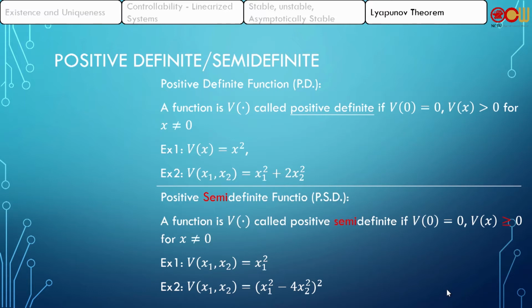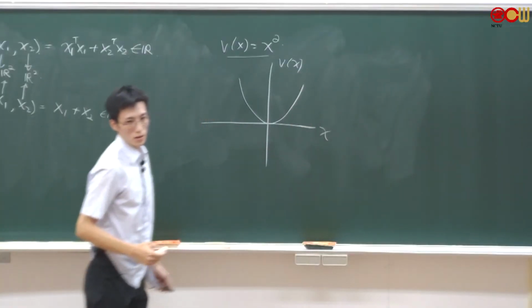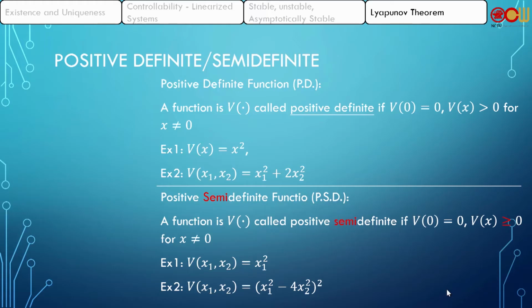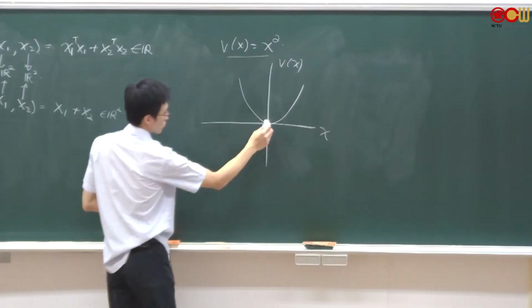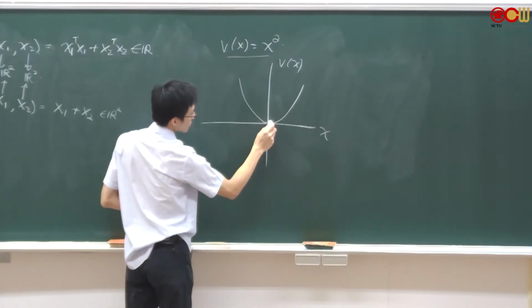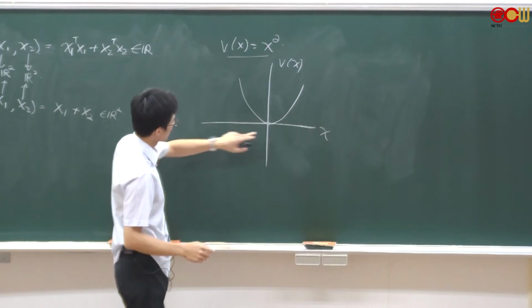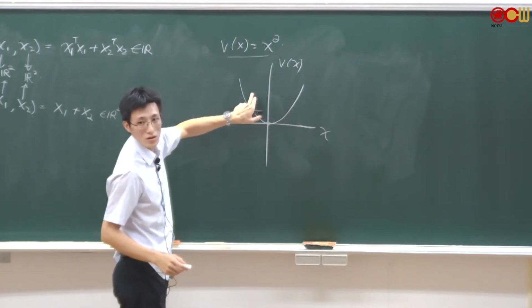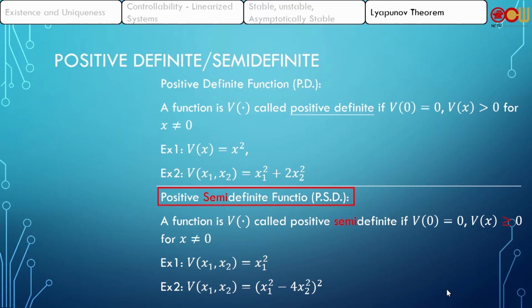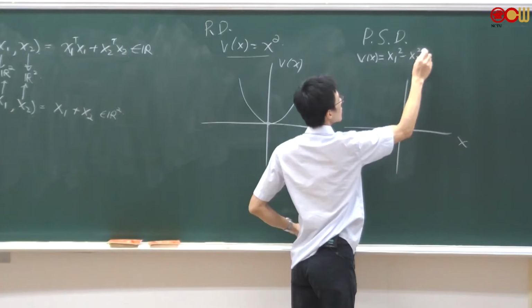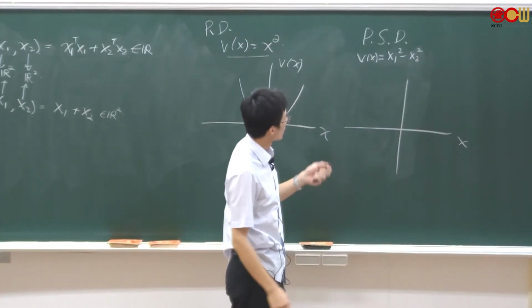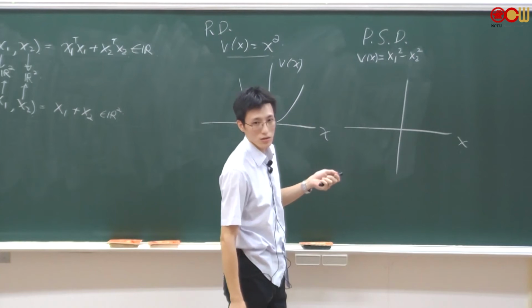So one example is this, right? The value is 0 when the argument is 0. When it's not 0, anywhere not 0, it is greater than 0. What is positive semi-definite? It means 0 at 0, a simpler case. In this case, is it 0 at 0?